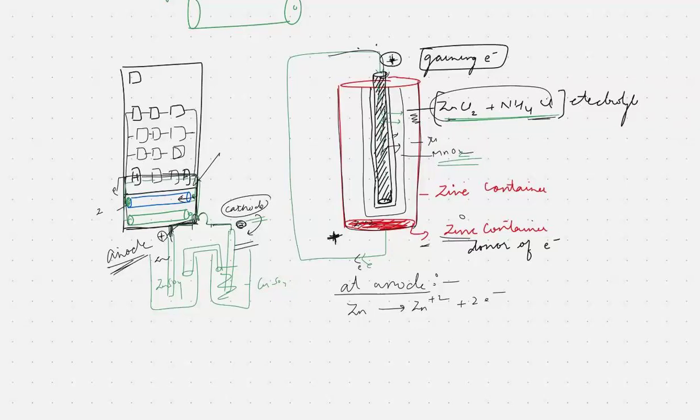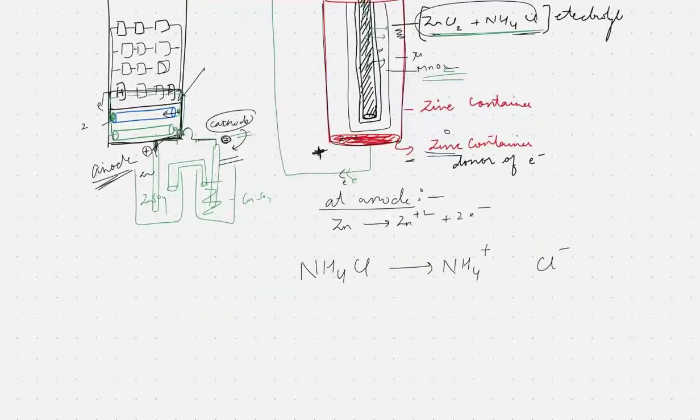Now how do they react here? ZnCl2, you don't have to worry about ZnCl2. But we have NH4Cl outside. So you have to understand that NH4Cl is obviously broken down into two ions, NH4 plus and Cl negative. And NH4 plus is basically present how?